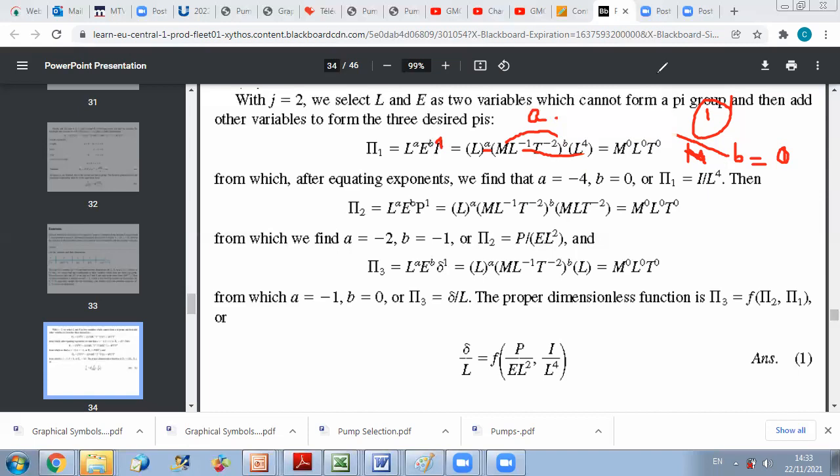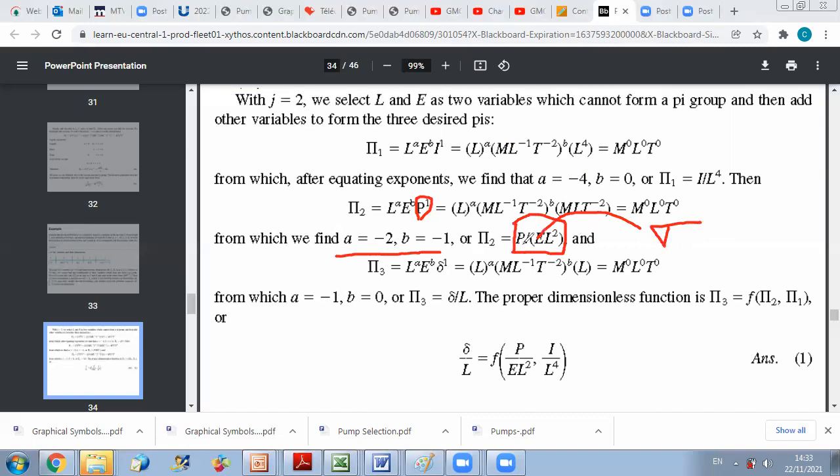Okay, now if I move to the second group, the second variable of interest is force P. So I put also L power A, E power B, P power 1 equal to M0 L0 T0. And again, I find 2 equations. I get the 2 coefficients A and B. So I end up with P over E L squared. Also, this is expected because we said that E has the unit of stress and force is stress times area. So always you can verify that your groups make sense.